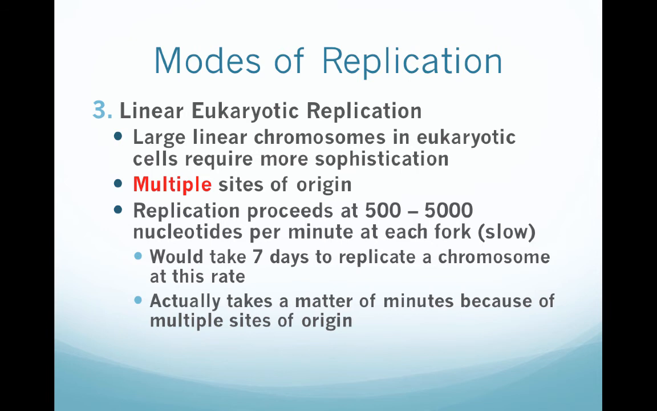So in eukaryotic systems, because there's so much more genetic information to copy, the replication is actually going to proceed at 5,000 nucleotides per minute. And this is really, in essence, pretty slow, especially compared to transcription and translation. So if we only had one site of replication, it would take 7 days to replicate an entire chromosome at this rate. So that's why you need multiple sites of origin.